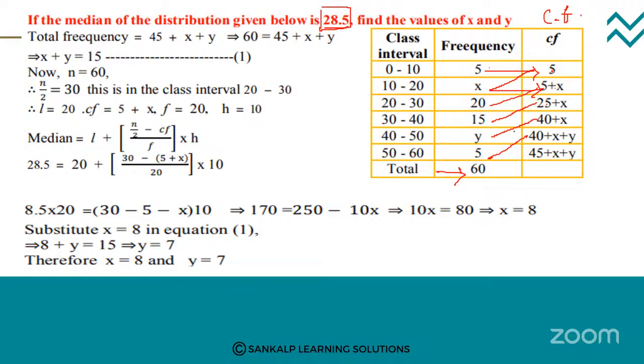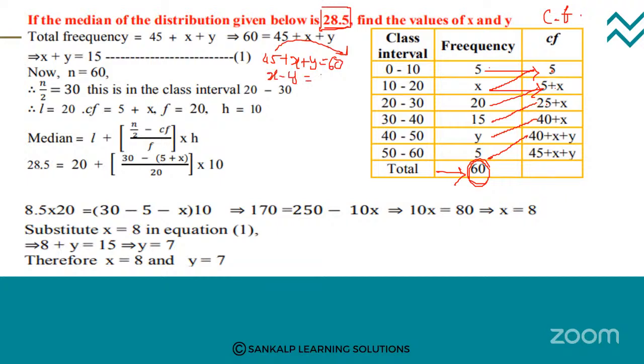Now, the total value they have given is 60. This is given in the question. Now consider the last cumulative frequency, 45 plus X plus Y, which is equal to the total frequency 60. So 45 plus X plus Y is equal to 60. Now transfer this 45 to this side.